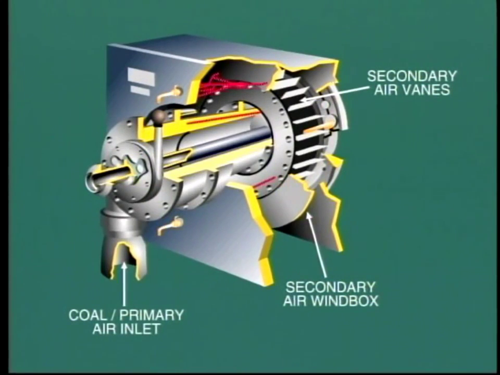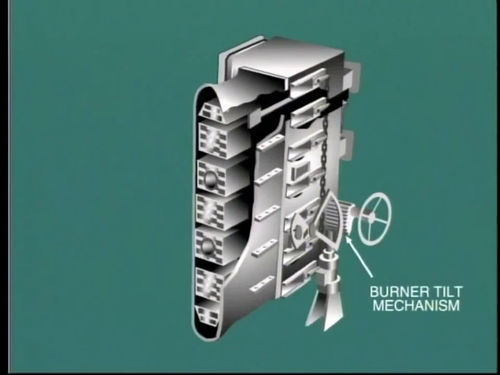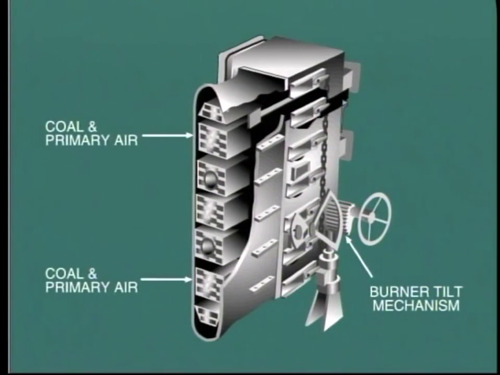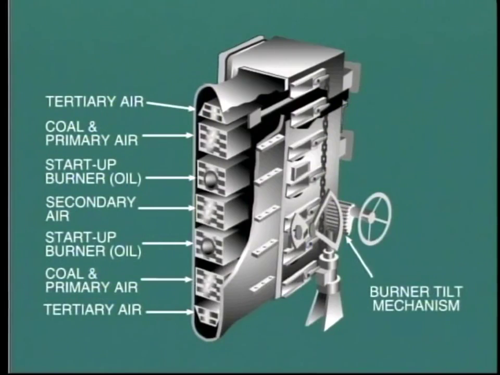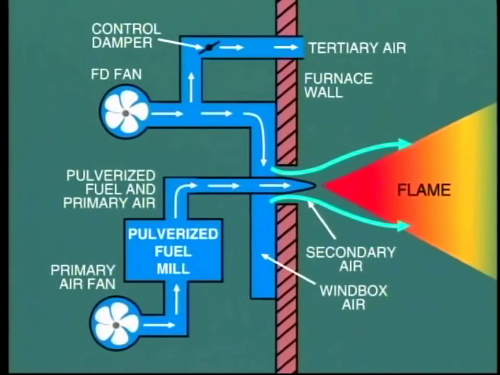The type of burner shown here is normally employed for wall-mounted burners. For corner-mounted burners, a vertical arrangement is used like this, with multiple ports for the admission of primary air, pulverized coal, auxiliary fuel, secondary air, and tertiary air. In some cases, the tertiary supply of air may be provided at a location higher in the furnace.